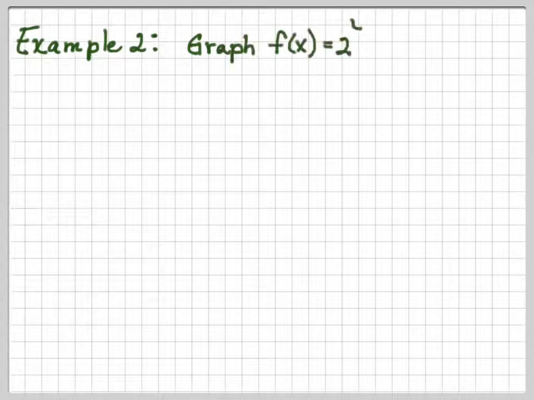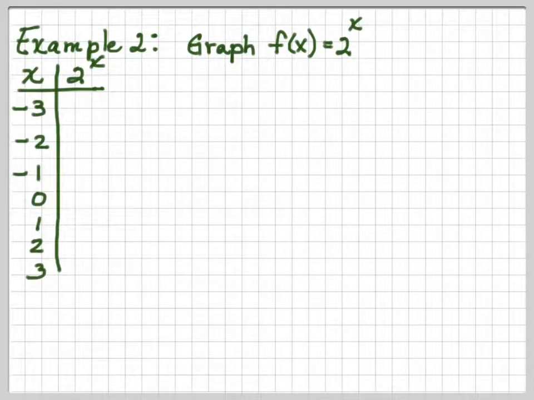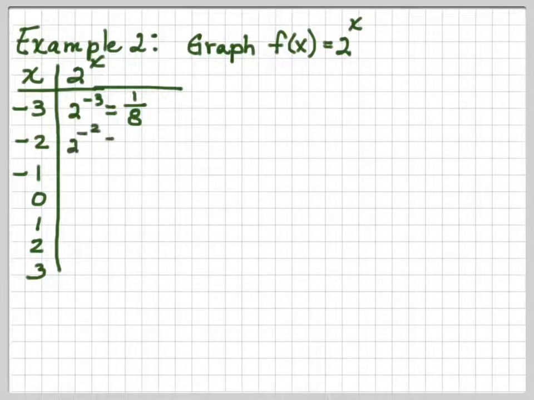Okay, example 2. Graph this function. f of x is 2 raised to the x power. Well, we're going to make a little chart here, and we're going to choose our x's as minus 3, minus 2, minus 1, 0, 1, 2, 3. So when I raise 2 to the negative 3 power, remember that when you have a negative in an exponent, it doesn't mean the number is negative, it means find the reciprocal. So this would be the same as 1 over 2 cubed, which is 1 over 8.